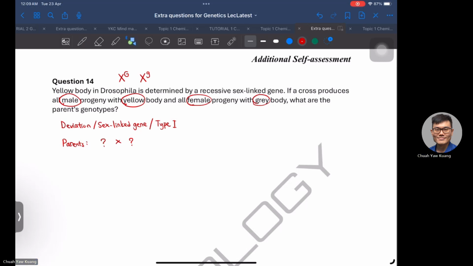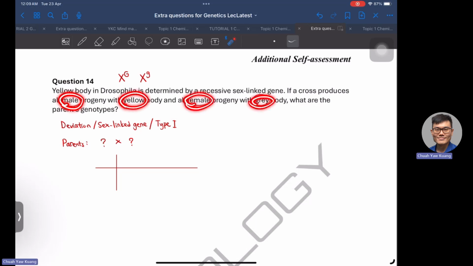Same thing, draw the Punnett square. We don't know the gametes at all. But what the question tells us is that all the males are yellow and all the females are gray, so we can put that into the offspring, the F1 generation. All the males should be X, Y. This is what we know.